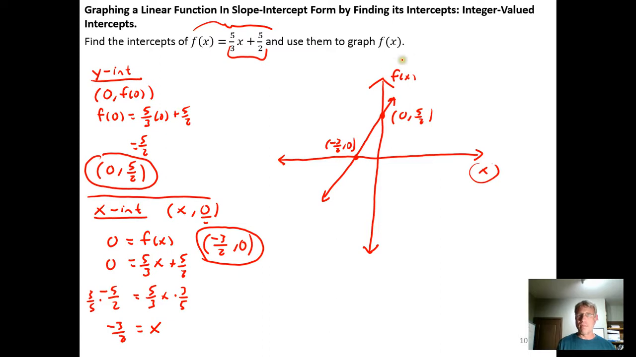My x and my y axes are both labeled. I would take f of x or y for my vertical label. Either one would be sufficient. So this looks like it's good enough for government work.